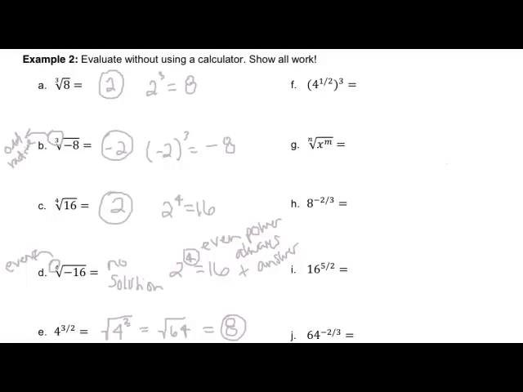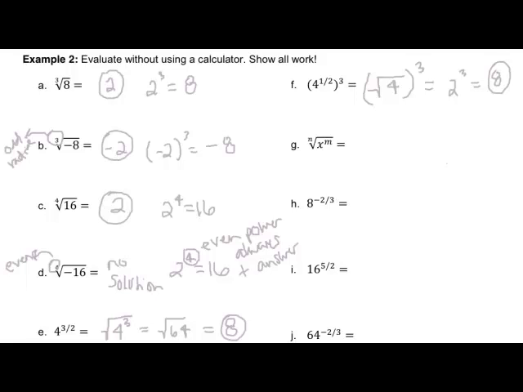Part F, we have 4 to the 1/2 power, all that raised to the 3rd power. Now again, the 1/2 power, our numerator is our exponent, so this is 4 to the 1st power, and it's the square root of that. Again, our denominator gives us our index, and all of that is raised to the 3rd power. So the square root of 4 we know is 2. 2 to the 3rd power is 8, so our answer is 8.